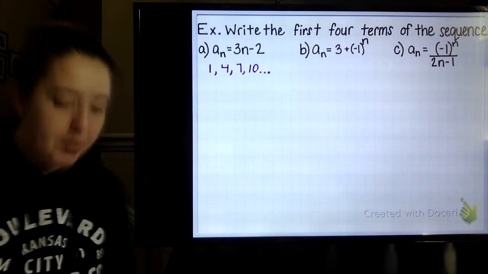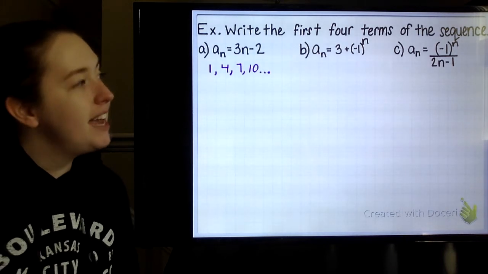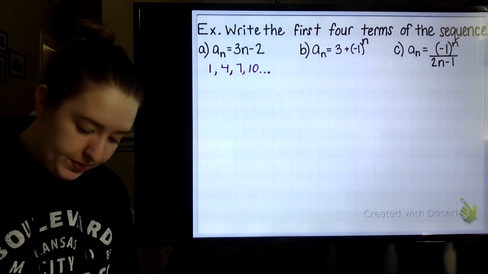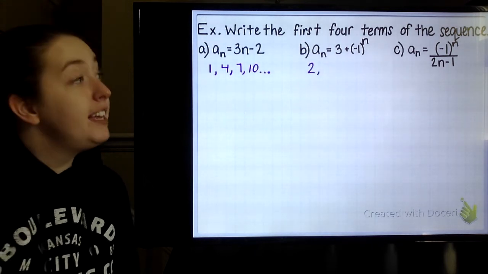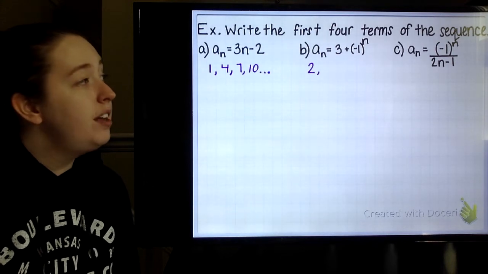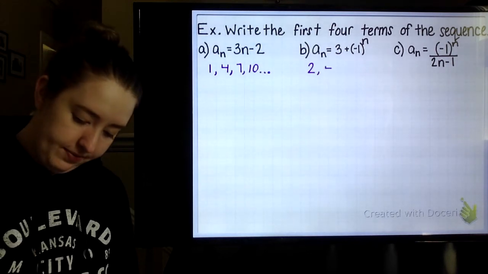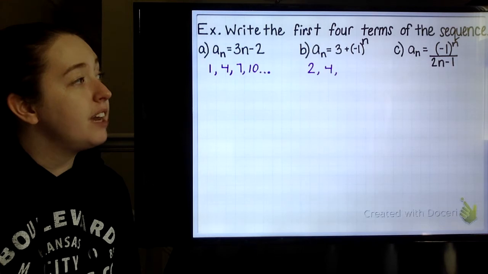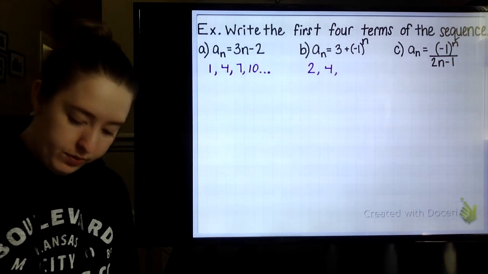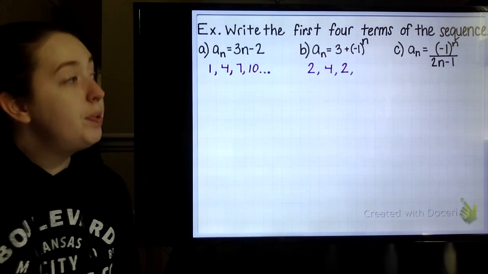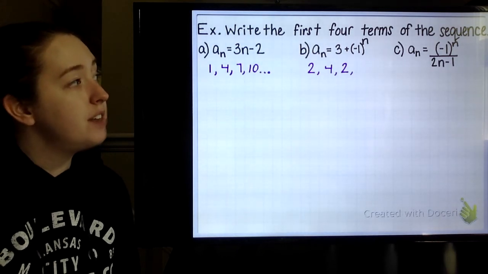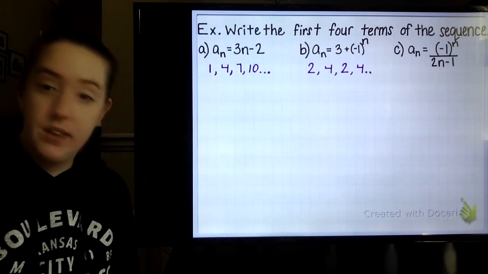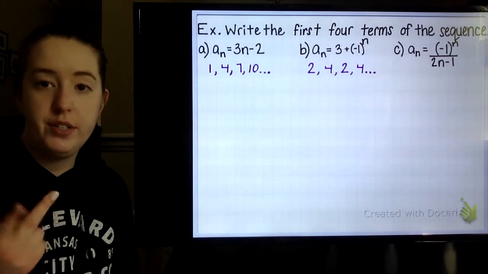If we plug in 1, I have negative 1 to the first, so that's just negative 1. 3 minus 1 is 2. If we plug in 2, negative 1 squared is 1. 3 plus 1 is 4. If we plug in 3, negative 1 cubed is negative 1. 3 minus 1 is 2. If we plug in 4, negative 1 to the fourth is positive 1. 3 plus 1 is 4. As you can see, it'll just keep bouncing back and forth: 2, 4, 2, 4, 2, 4, 2, 4.